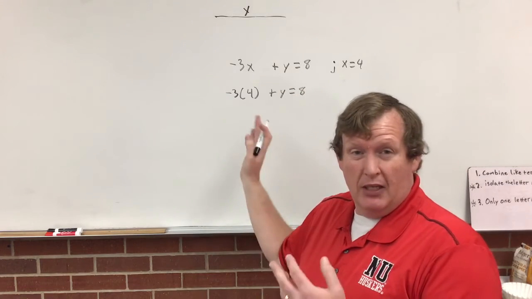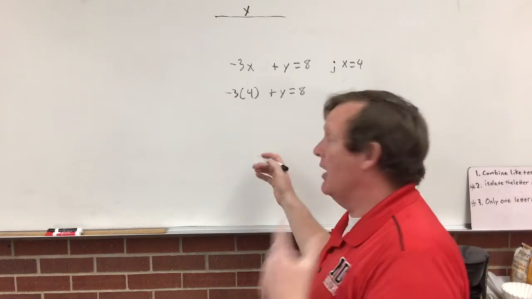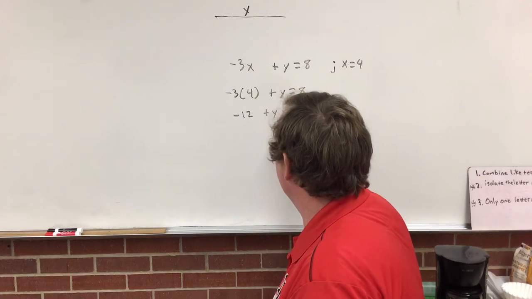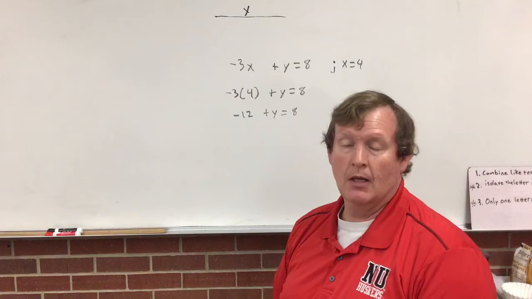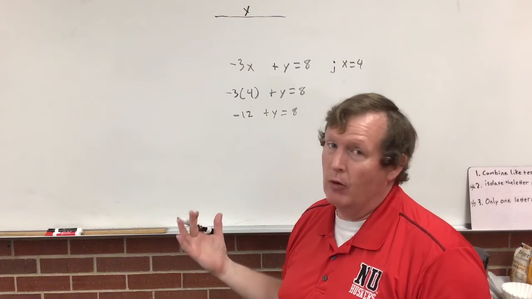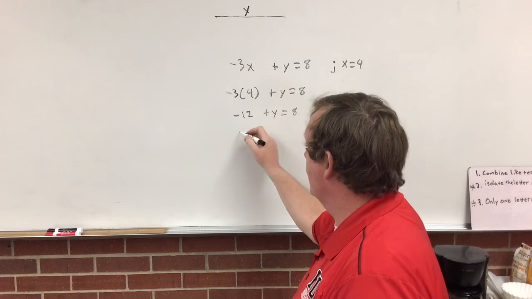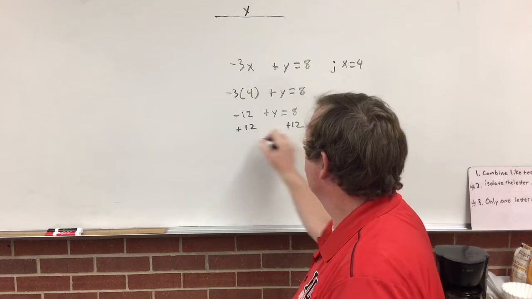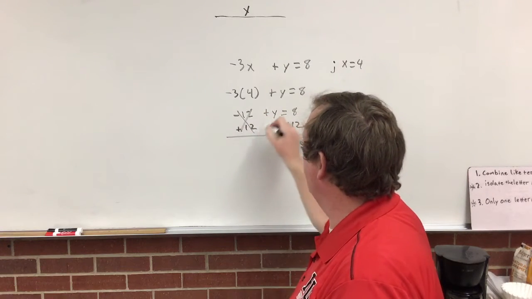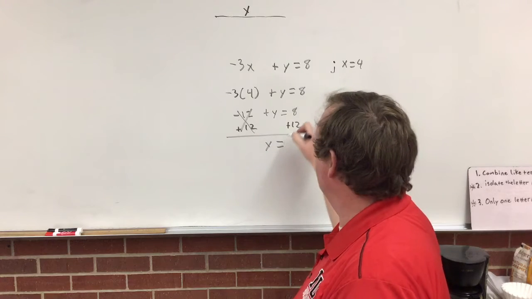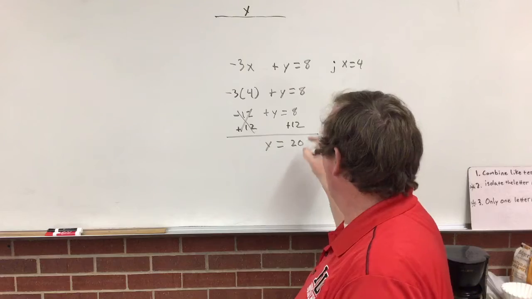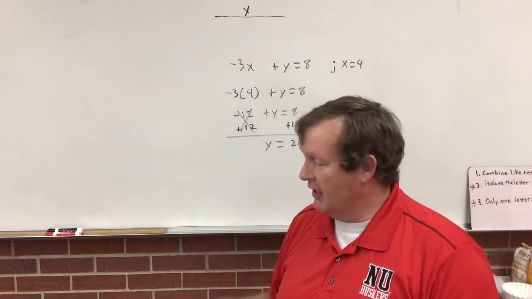So -3 times 4, here we go. Negative times a positive gives me a negative answer, -12 plus y equals 8. Now I got to isolate y. Well, I do that by doing the opposite operation and adding 12 to both sides. Those cancel, y comes down, 8 plus 12 is 20. So when x is 4, y equals 20. There's the answer to 16.